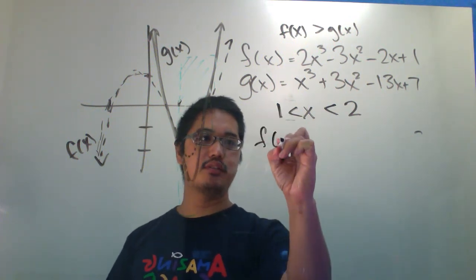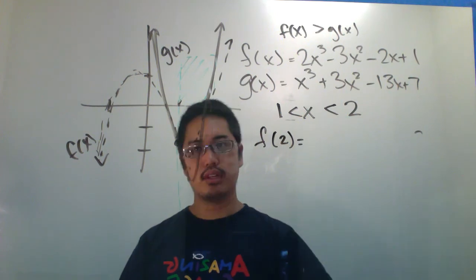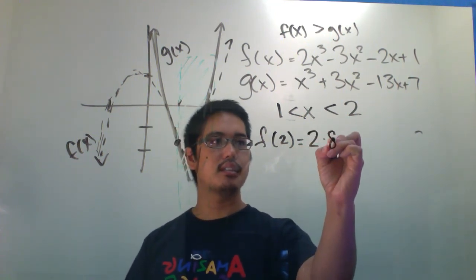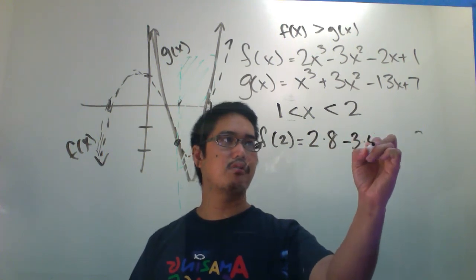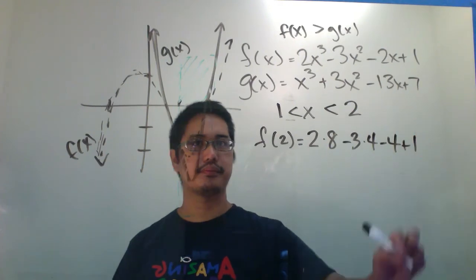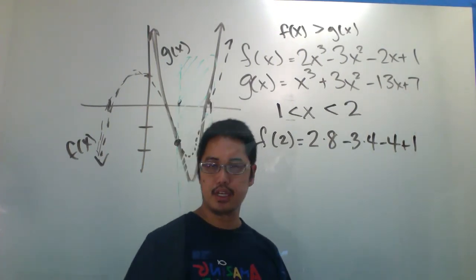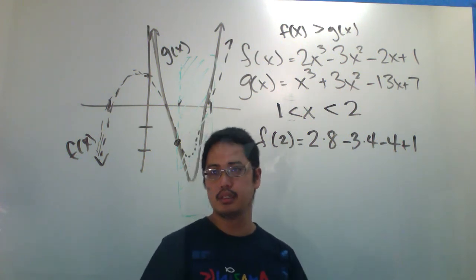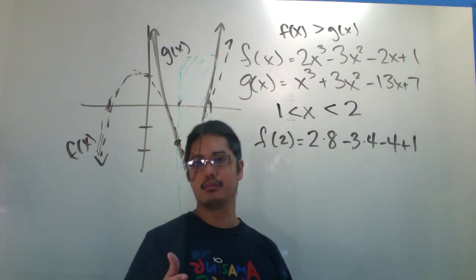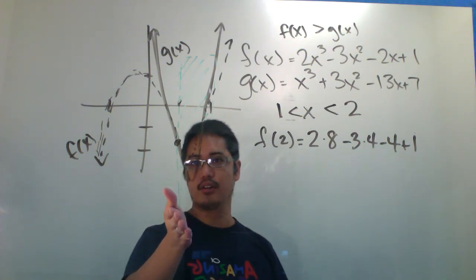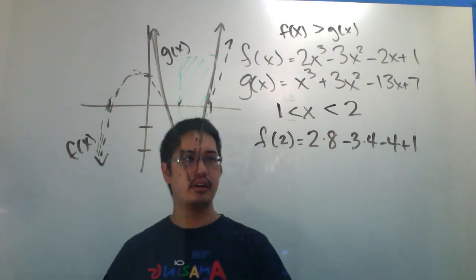So what is f of 2? Oh, that's a little bit more complicated, but not that bad. It's 2 times 8 minus 3 times 4 minus 4 plus 1. Do you guys see how I got 8, 4, 4, and 1? Yes, no, I don't know. Make sure you say I don't know if you guys are confused. Stop me if you don't know what's going on. All right, good.